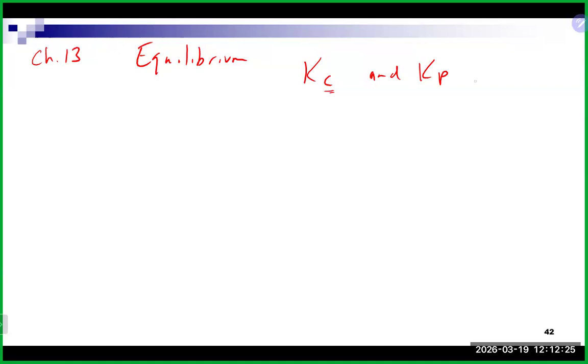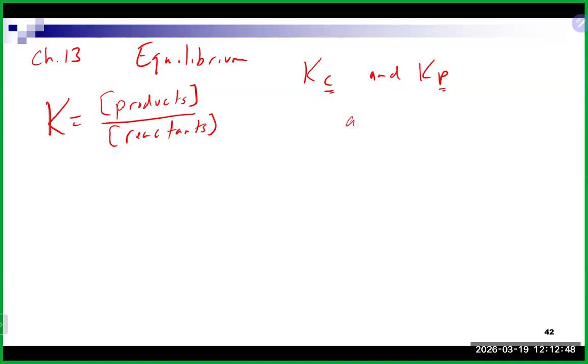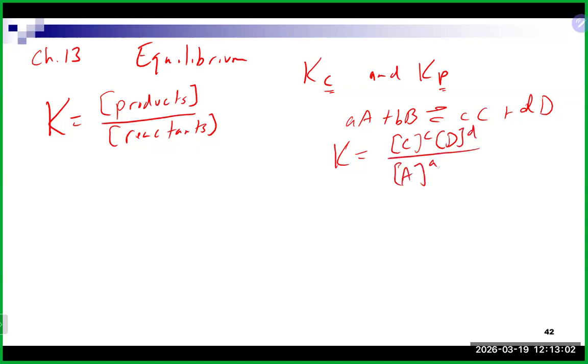C means we use concentration. P means we use pressures. Basically, to calculate our equilibrium constant, it is the concentration of our products over the concentration of our reactants. Unlike in kinetics, we do use the actual coefficients from the balanced equation as the exponents. So again, in general, K here would be the concentration of C to the c, D to the d, divided by A to the a and B to the b in this case.